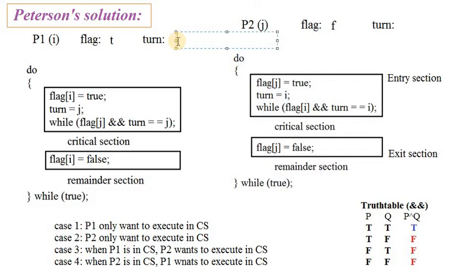J means 2, the second program. So I am simply giving turn value as 2, because 2 means second program, 1 means first program. Okay. Next, while flag of J and turn is equals to J. What is the value of flag of J? Flag of J means, what is the flag bit of J here? False. So here the first condition is false.